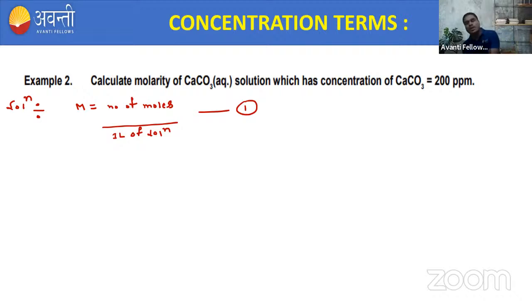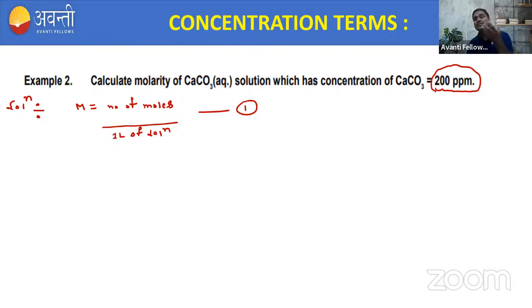Now, in this question, the solution has a concentration of 200 ppm. So what do you mean by the term 200 ppm? Can anyone tell me? 200 ppm, we just talked about ppm. So what does it mean? If it was written 200%, then what would be its meaning? That is 200 gram present in how much?